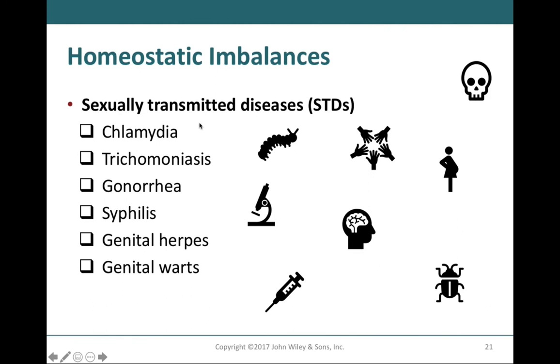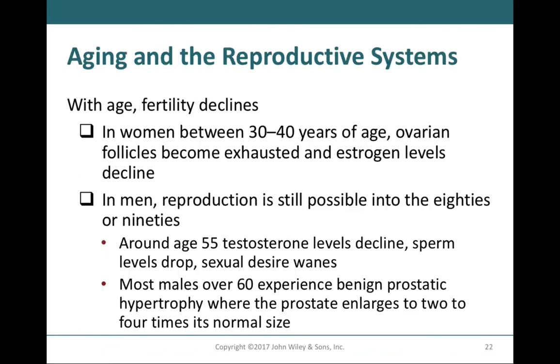This slide lists just a few sexually transmitted diseases, including chlamydia, trichomoniasis, gonorrhea, syphilis, genital herpes, and genital warts. You'll find these further described in your textbook, so make sure to quickly go look over those pages. So as we typically end each chapter, I'm going to just real quickly mention how fertility and vibrance of the reproductive systems tend to decrease with age.